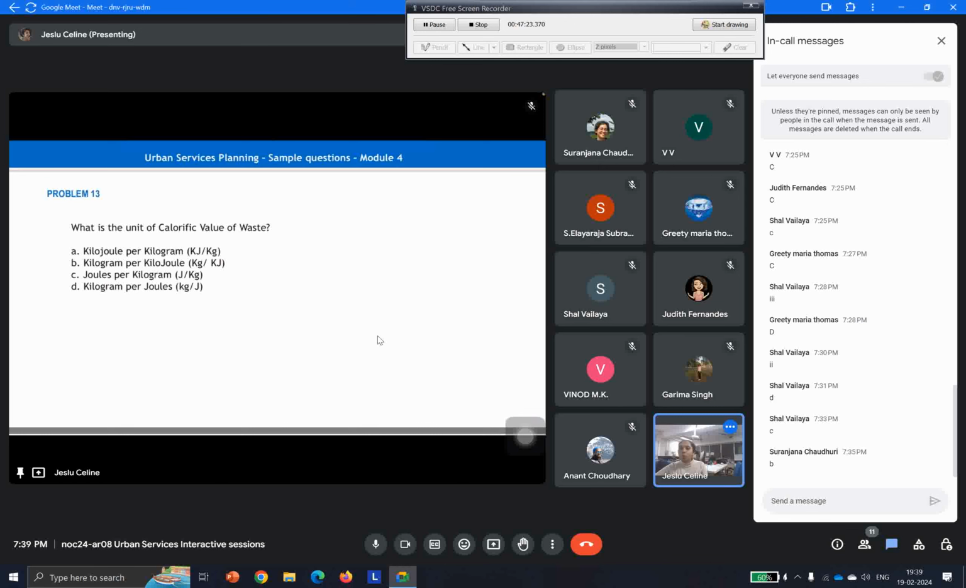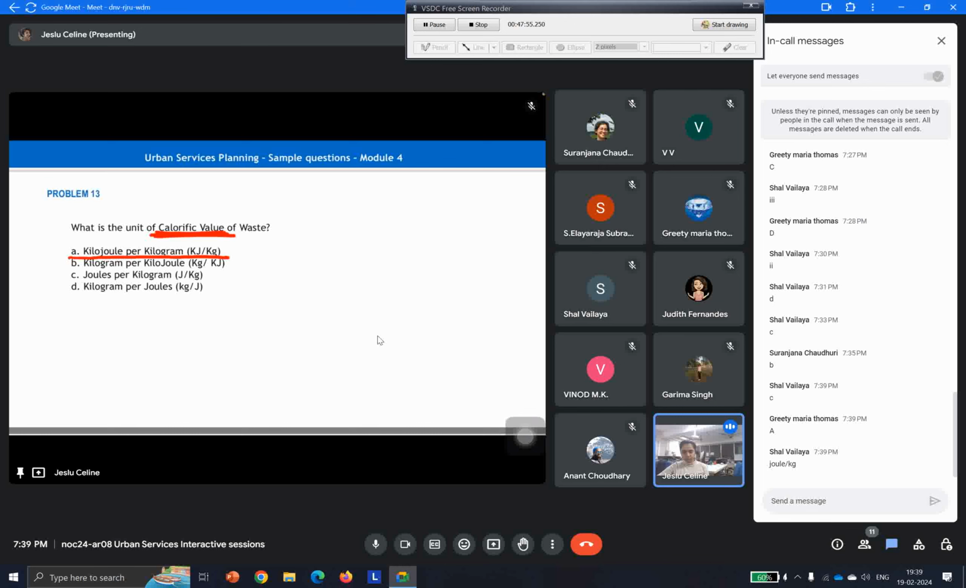Problem 13. What is the unit of calorific value of waste? So we're talking about calorific value. A, kilojoule per kilogram. B, kilogram per kilojoule. C, joules per kilogram. And D, kilogram per joules. A, kilojoule per kilogram. So that's the answer. So what is calorific value again? What are we talking about in terms of calorific value? Somebody says joule per kilogram also. Yes, I wanted that answer. So that's where the confusion comes.